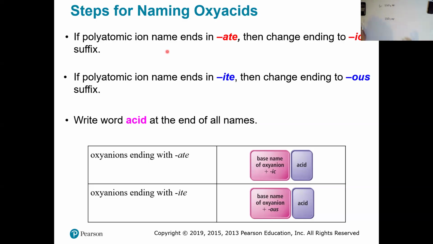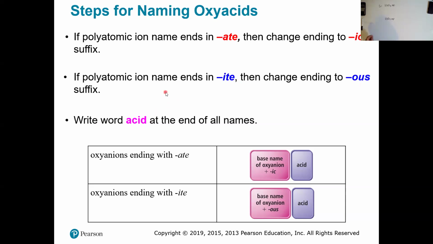If the polyatomic ion that creates your acid ends with ATE, then you're going to remove the ATE ending and change that ending to IC. And that's going to be the name of your acid. If the polyatomic ion ends in ITE, then you're going to remove the ITE ending and change that ending to OUS. And then you'll follow with the word acid at the very end of all the names.